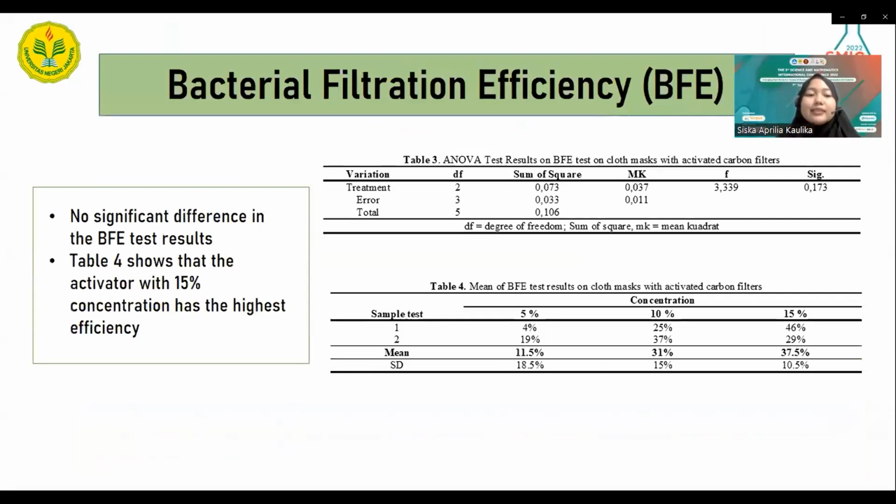And the next is results of bacterial filtration efficiency. On table 3, we know from the ANOVA test results on BFE that there is no significant difference in the BFE result for each concentration. And table 4 shows that the activator with 15% concentration has the highest efficiency, which is 36.5%.